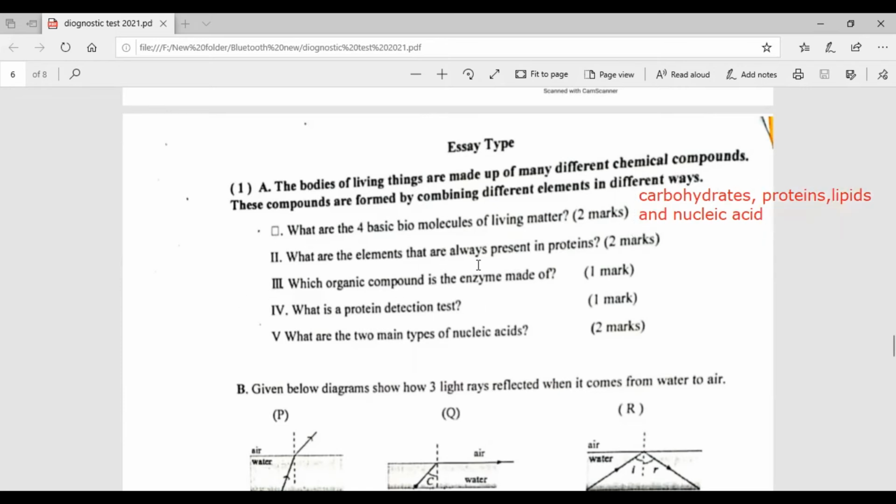What are the elements that are always present in proteins? Carbon, hydrogen, oxygen, and nitrogen. Sulfur is present sometimes. Which organic compound is the enzyme made of? Proteins. What is the protein detection test? It is the biuret test. What are the 2 main types of nucleic acids? DNA and RNA.